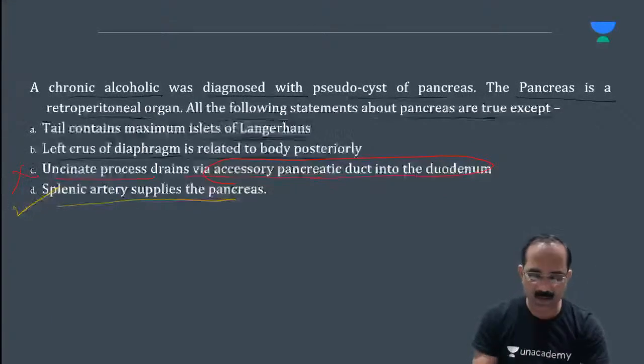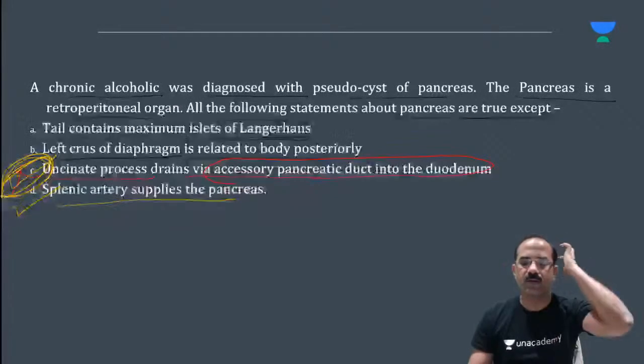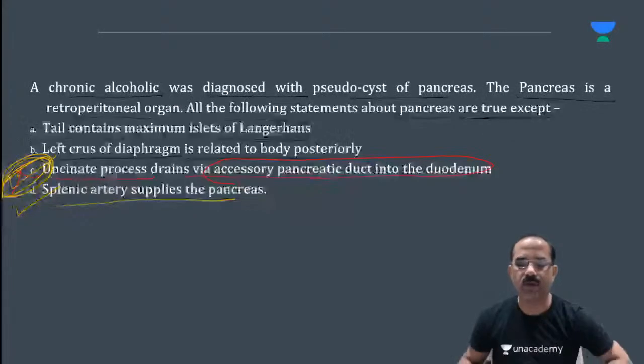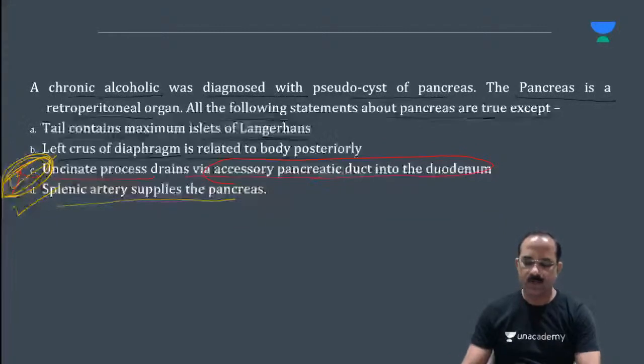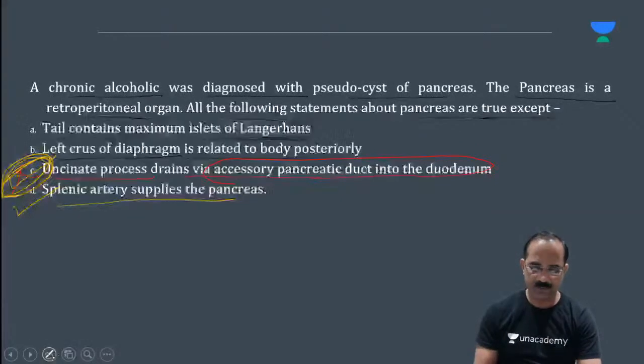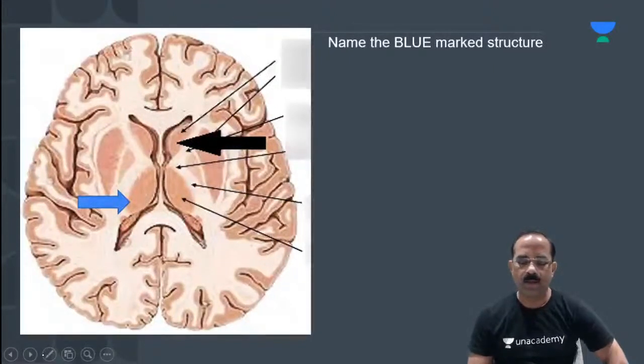Fine. So the answer is C for this. Any doubts anyone has? You tell me. Okay, very good. So the answer is C for this. Right. Coming to the next MCQ. Superiorly to the body of the pancreas, that's correct.